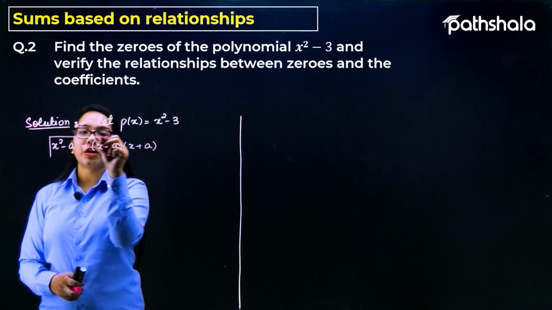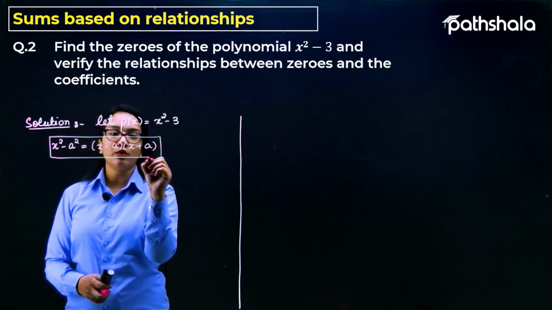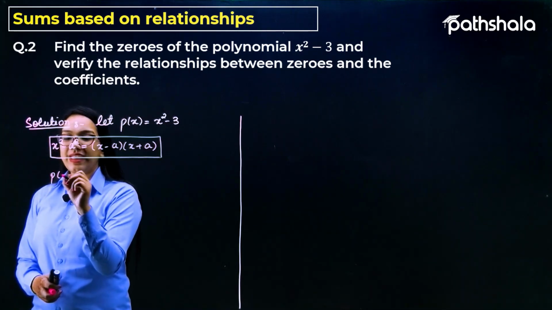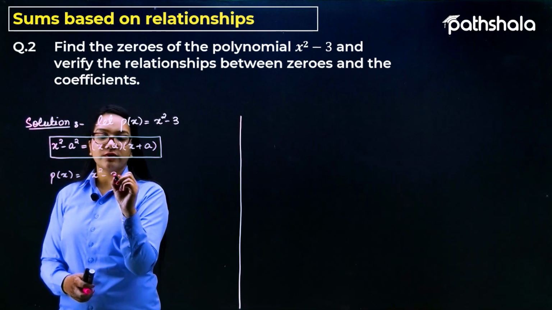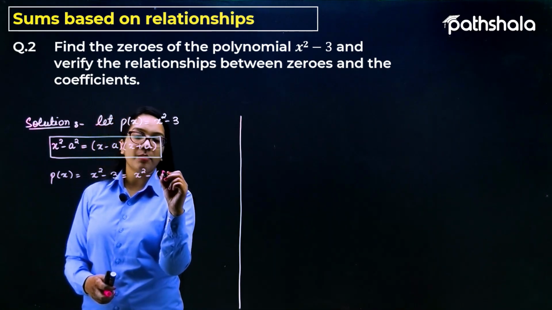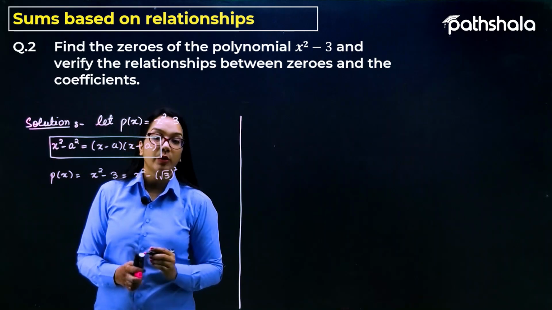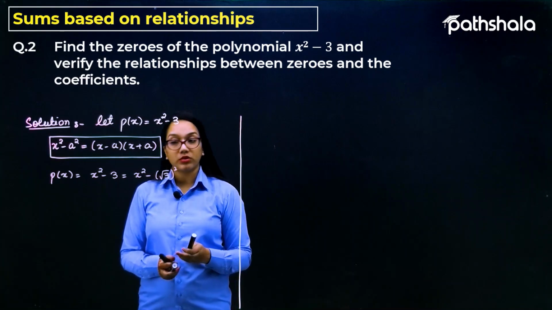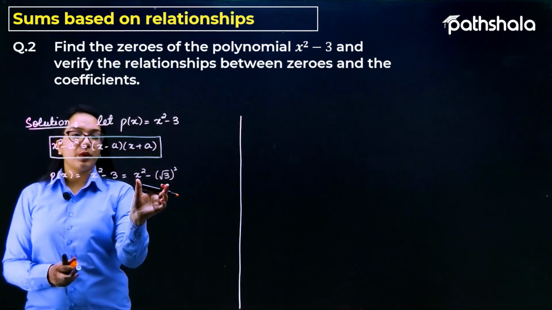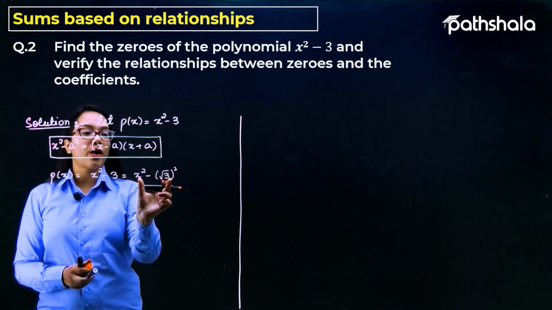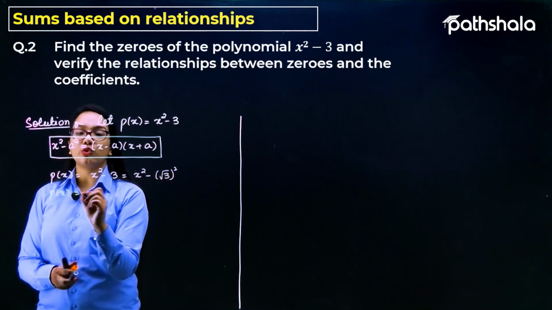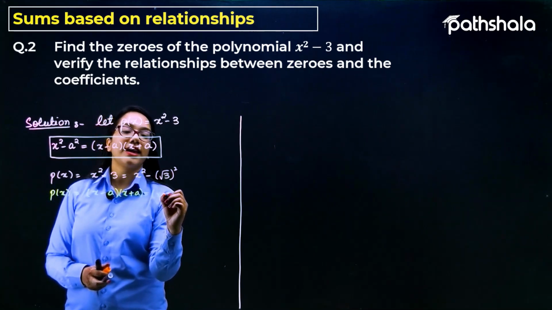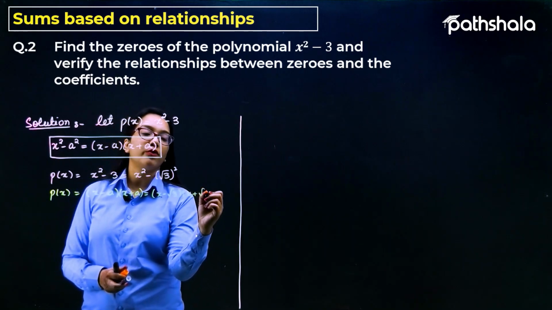So using this algebraic identity, we can find the zeros of this quadratic polynomial. p of x is equal to x square minus 3, which can be expressed as x square minus root 3 whole square, because we know that root 3 whole square is equal to 3. So using the algebraic identity x square minus a square, we can express it in the form of x minus a, x plus a. Hence we can write it as x minus root 3, x plus root 3.